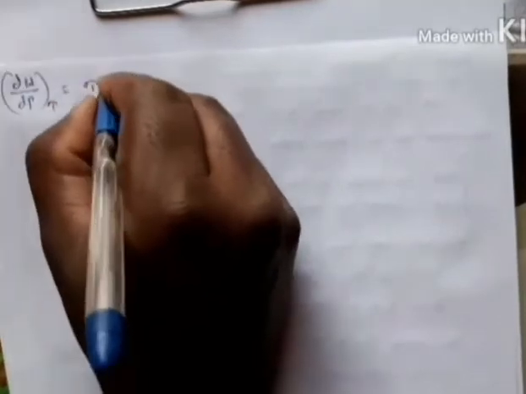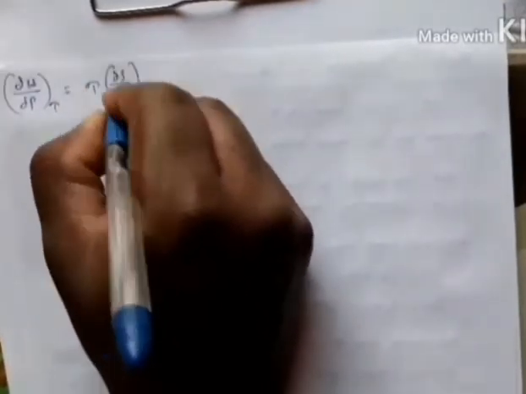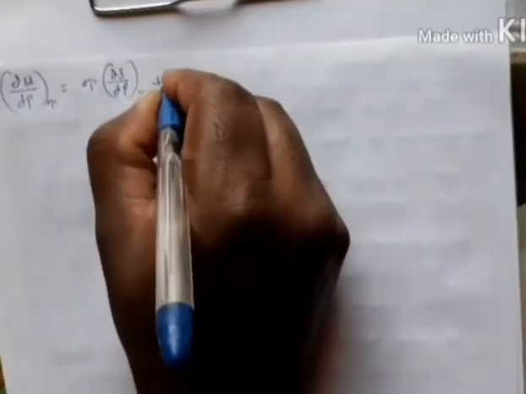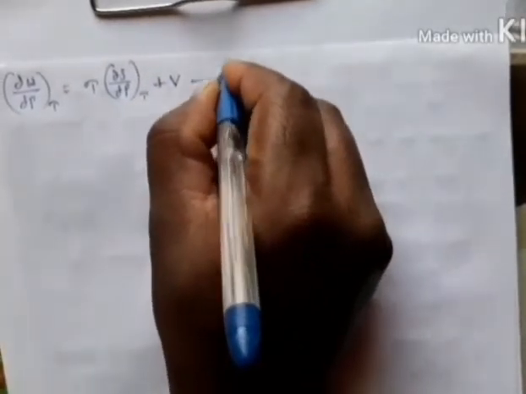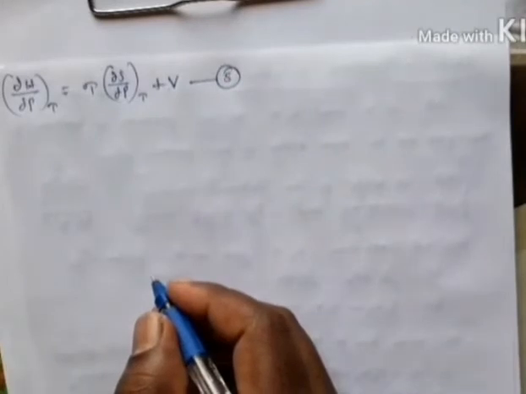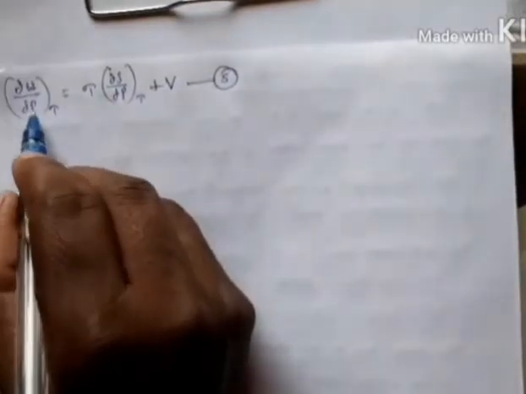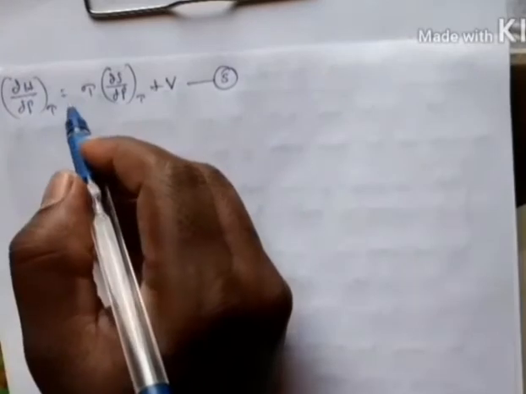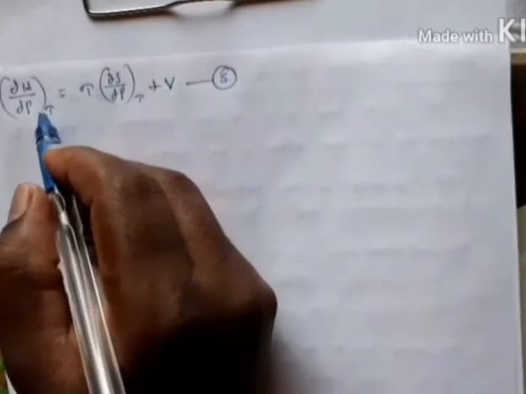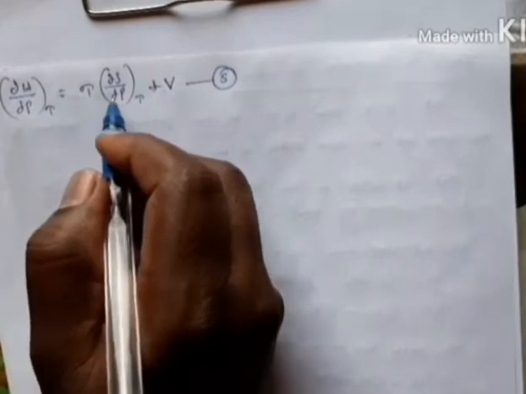Now this can also be written as (∂H/∂P)_T = T (∂S/∂P)_T + V, equation number 5 we are going to get. So differentiate with respect to P at a constant temperature. If we differentiate with respect to P at a constant temperature, we are going to get this expression, that is (∂H/∂P)_T = T (∂S/∂P)_T + V.